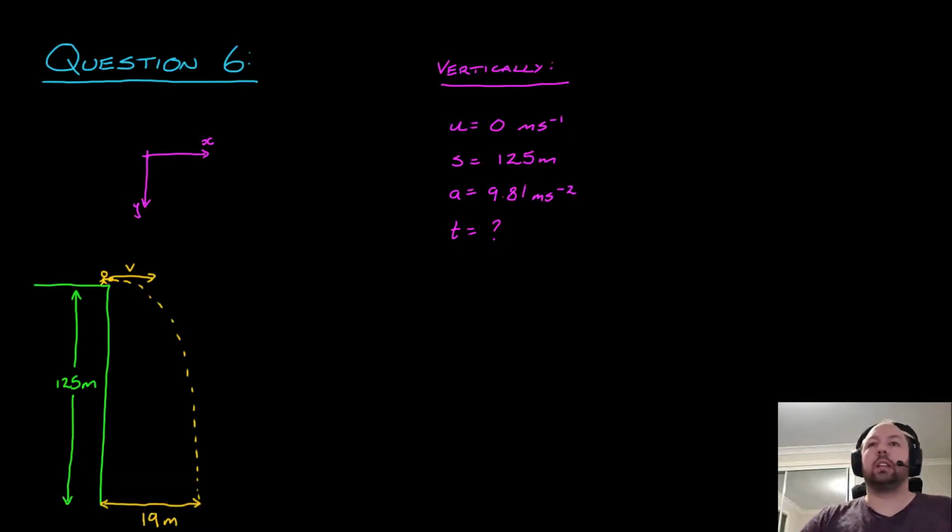We know that the object starts with 0 vertical velocity, that it will travel a distance of 125 meters down, and with an acceleration of 9.81 meters per second squared. And from that we can work out its time of flight.